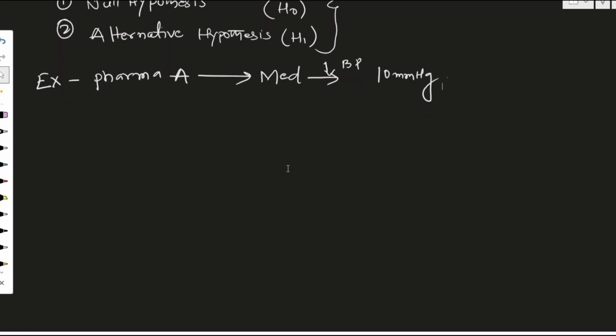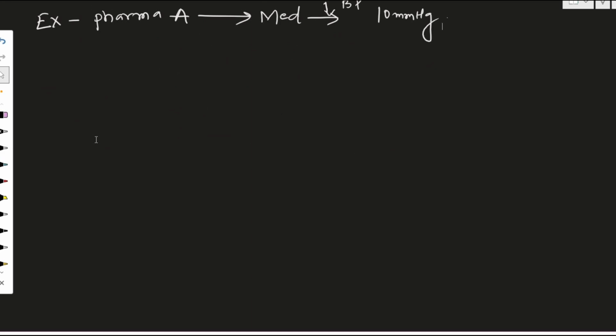Now, if the company is claiming that it is going to reduce the BP by 10 mmHg, they have to provide evidence for their claim. In order to evaluate, we have to find an evidence which should support their claim. Now let us consider this question itself, and we will see what are the steps involved in hypothesis testing. So we will try to solve this problem statement with the help of hypothesis testing.